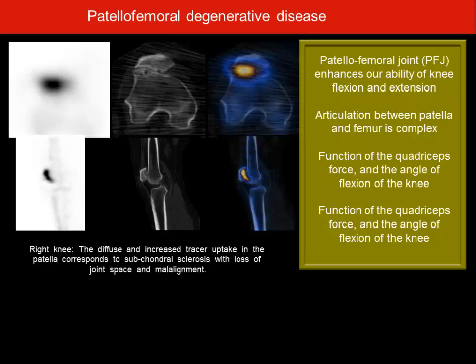Another example is quite common because we see on the bone scan what we call degenerative disease, but when we do a SPECT CT, you can see there is loss of joint space. The patella has also moved, and there are cystic changes, and there is loss of the cortex. It's all a classical pattern of severe degenerative disease, and this is one of the commonest indications for knee replacement.